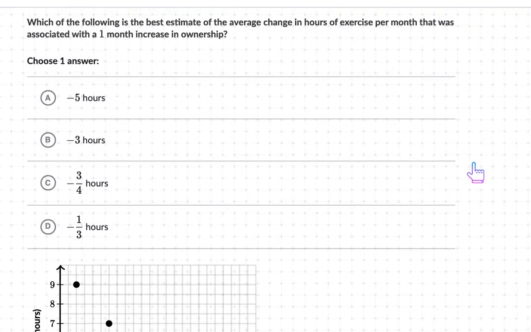Okay. They want to know which of the following is the best estimate of the average change in hours of exercise per month that was associated with 1 month increase in ownership. So again, it's an estimate, so it doesn't have to be exactly what they found here, whatever's closest. Average change. Change again tells you slope, which is rise over run.